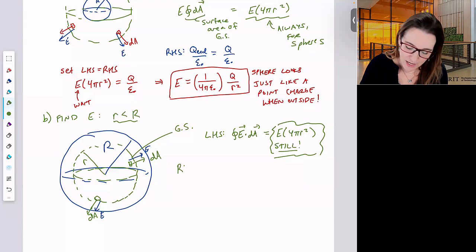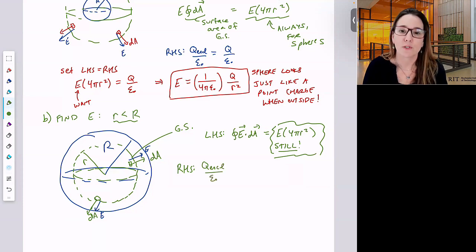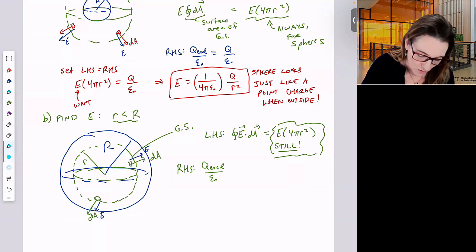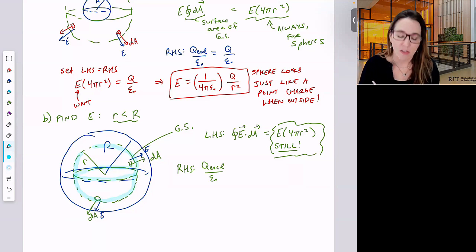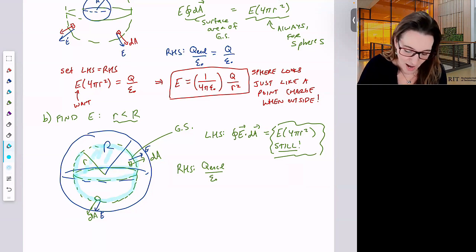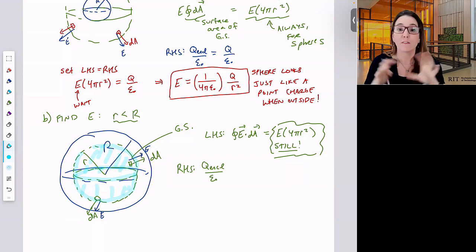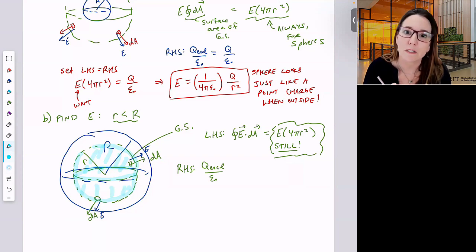Now it's the right-hand side that gives us a little bit of a headache, because we have to figure out what Q enclosed is in order to plug it into Q enclosed over epsilon naught. I'm no longer enclosing the whole charge. I am now enclosing only the part of the charge that's inside that portion of the sphere, so I'm only enclosing some of it.